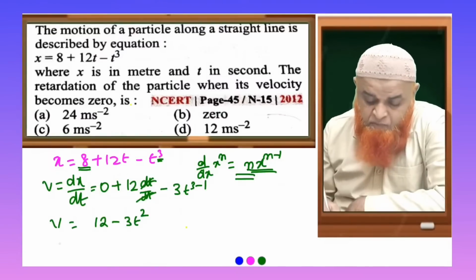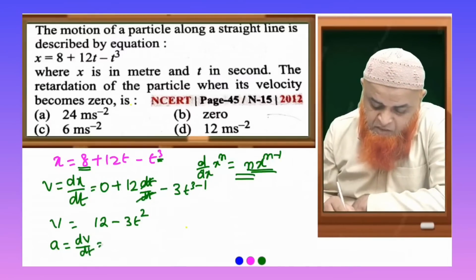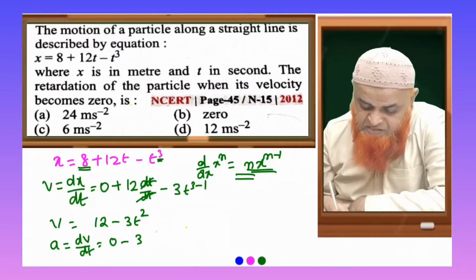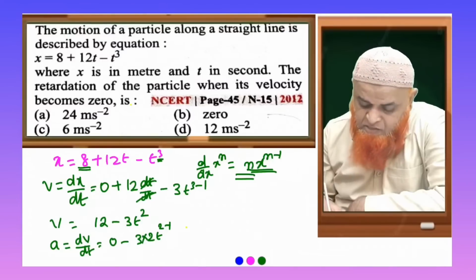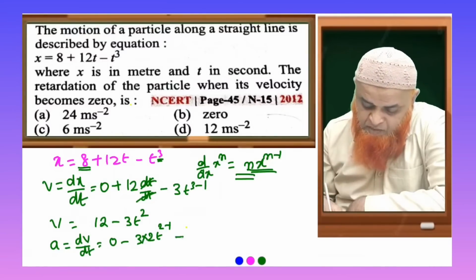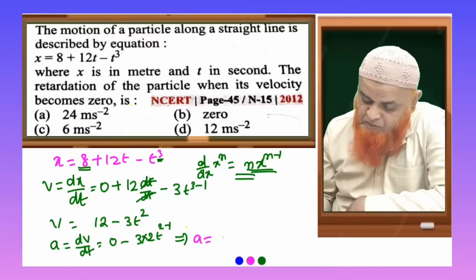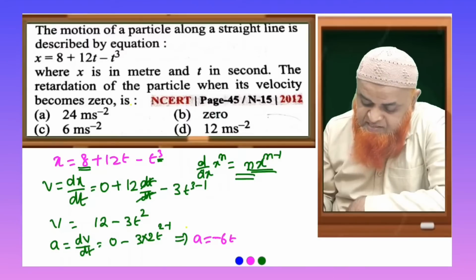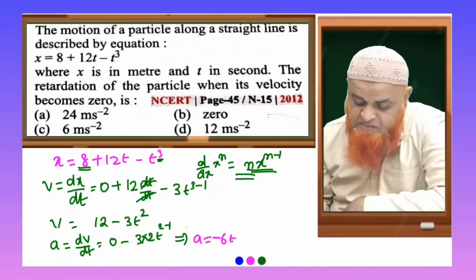So we got velocity, but what is acceleration? You all know acceleration means again you have to differentiate velocity with respect to time. For 12, which is a constant, the differentiation is 0. Minus 3t square, if you differentiate, you get 2t power of 2 minus 1. So finally, we got acceleration a is equal to minus 6t. A is equal to minus 6t.